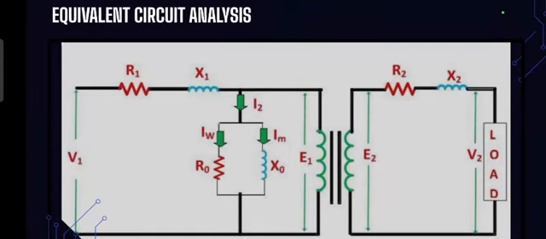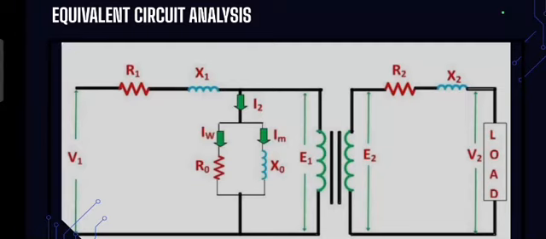This is the transformer equivalent circuit. Primary side has N1 windings and secondary side has N2 windings. R1 is the primary winding resistance and X1 is the leakage reactance of the primary side. Similarly, R2 and X2 are secondary winding resistance and leakage reactance of the secondary side.